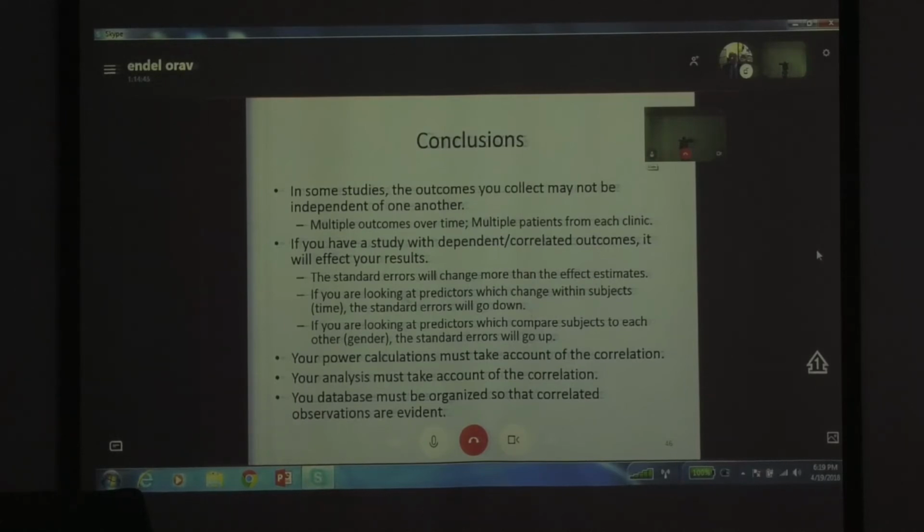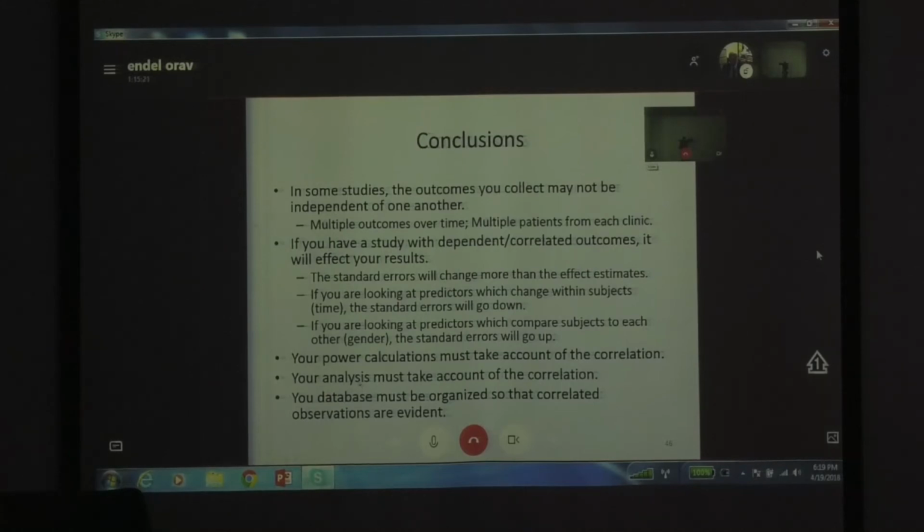If you're looking at predictors which change within subjects, like time, standard errors will go down. That's to your benefit. But if you're looking at predictors which compare subjects to each other, like gender, the standard errors will probably go up. Your power calculations must take account of the correlation. That's that factor D, the study design factor, and you'll end up with an effective sample size based on D. And the analysis program you use must take account of the correlation. That's what we're going to talk about next week.